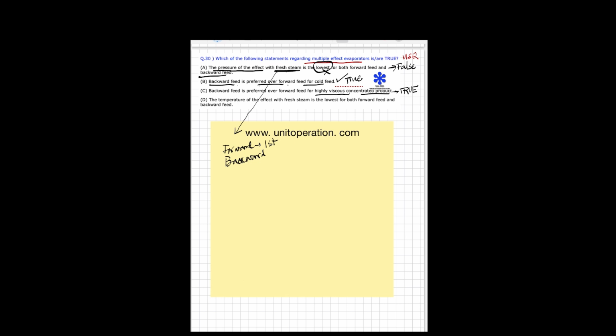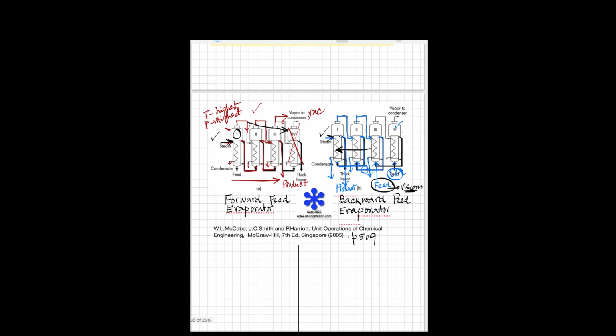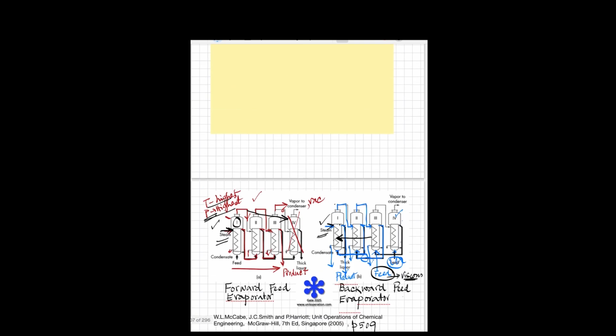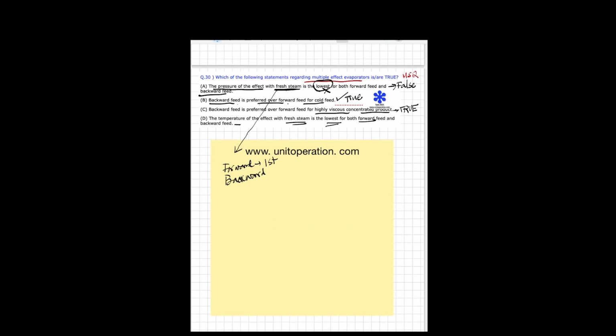The temperature of the effect with the fresh steam is the lowest for both forward and backward feed. That is also again not true, because for both backward feed and forward feed, temperature and pressure are the highest for the effect where steam is first entering. So this is highest here, so highest here, highest here. So this is also false. So the correct options are B and C.